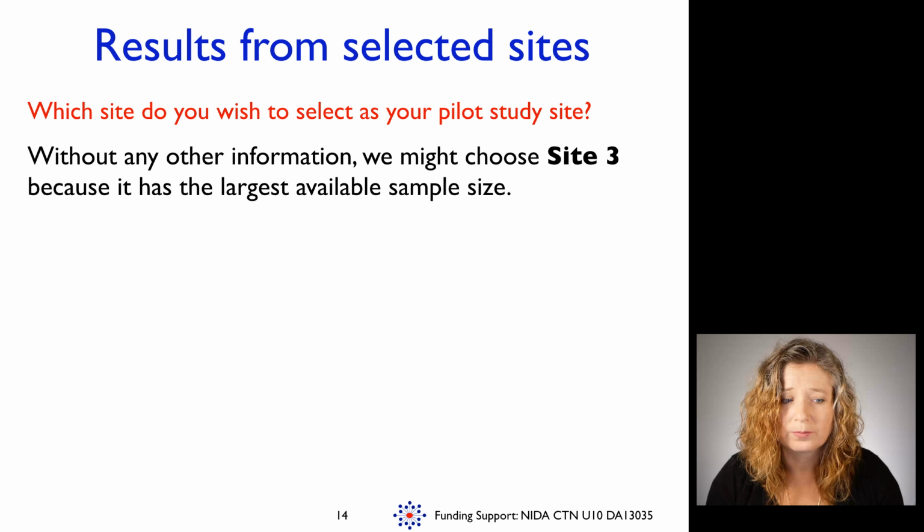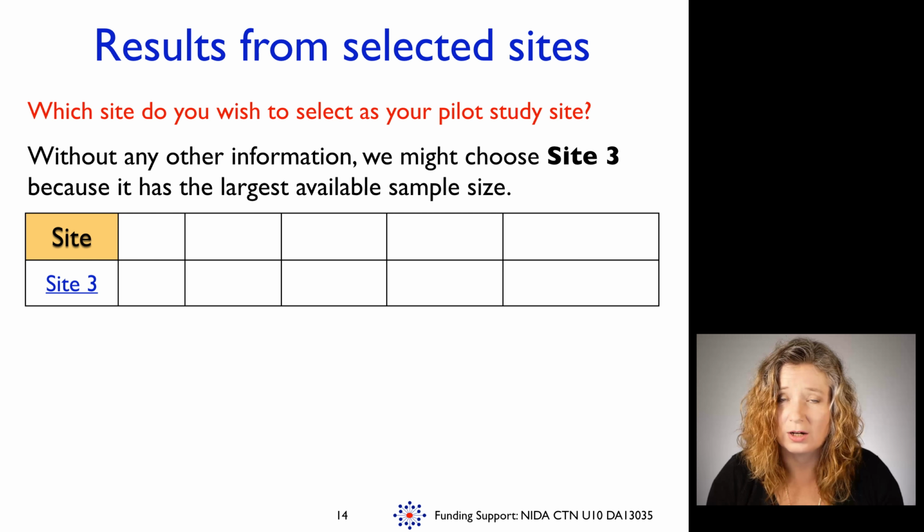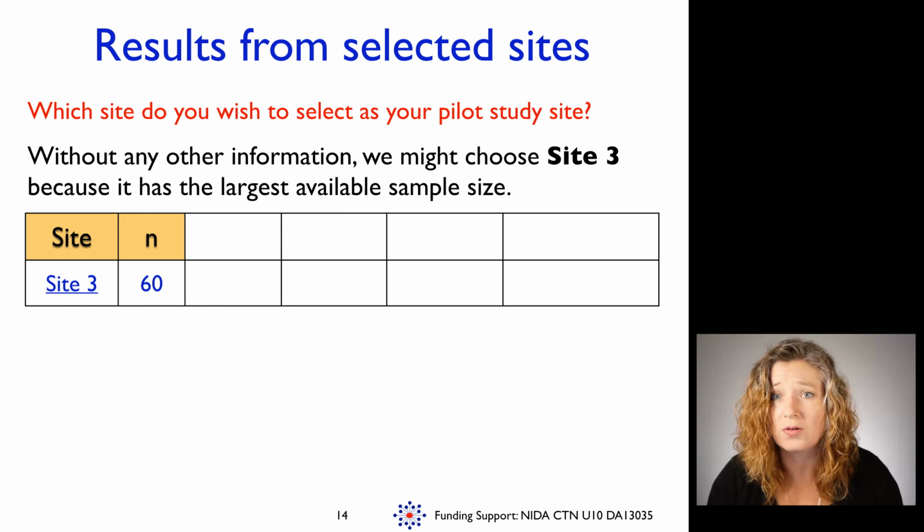So without any other information, we looked at the sample size. We selected site 3 because it has the largest available sample size, and we analyzed it. Our site 3 consisted of 60 subjects. When those 60 subjects were treated with TRX and TAU randomly, we obtained the results and analyzed them with logistic regression. We obtained an odds ratio of 2.51.